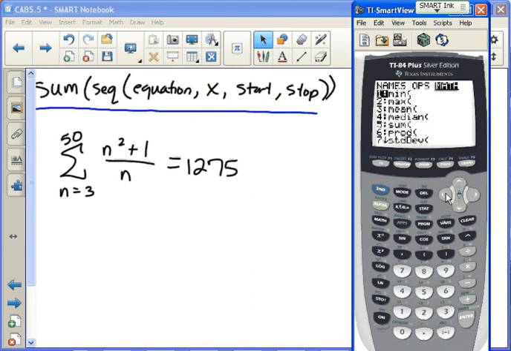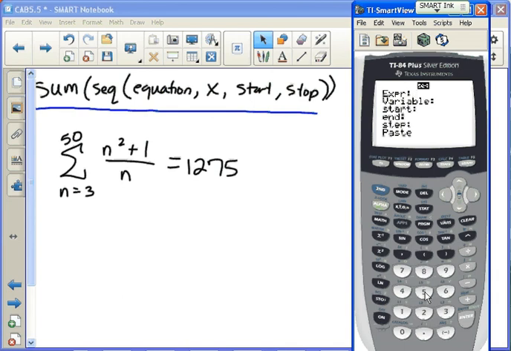To get to sequence, you go to second list. Again, it's right above stat. Go to the middle one, OPS. The fifth one down is sequence. A sequence is any... Oh, this is not what I expected. Okay, we'll just fill this in.